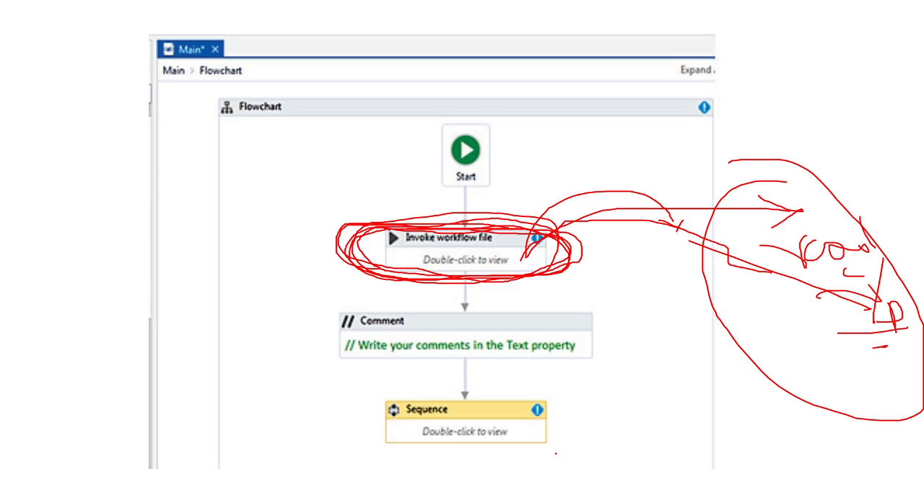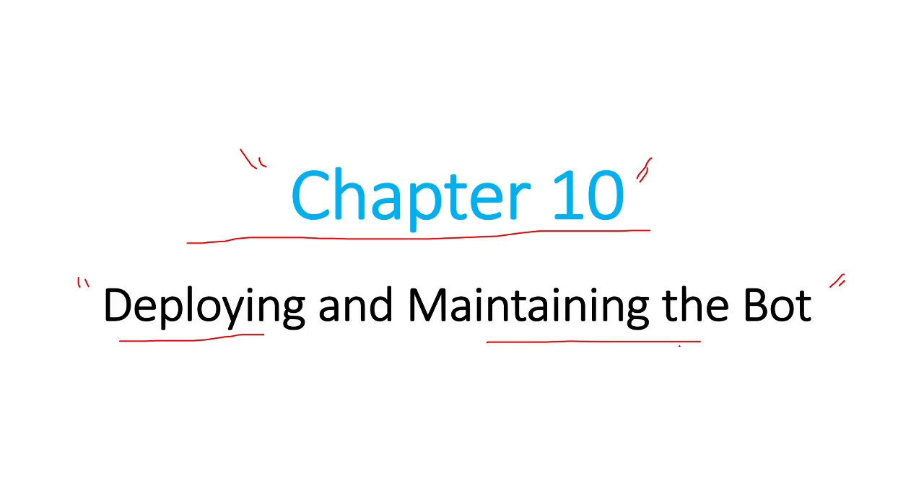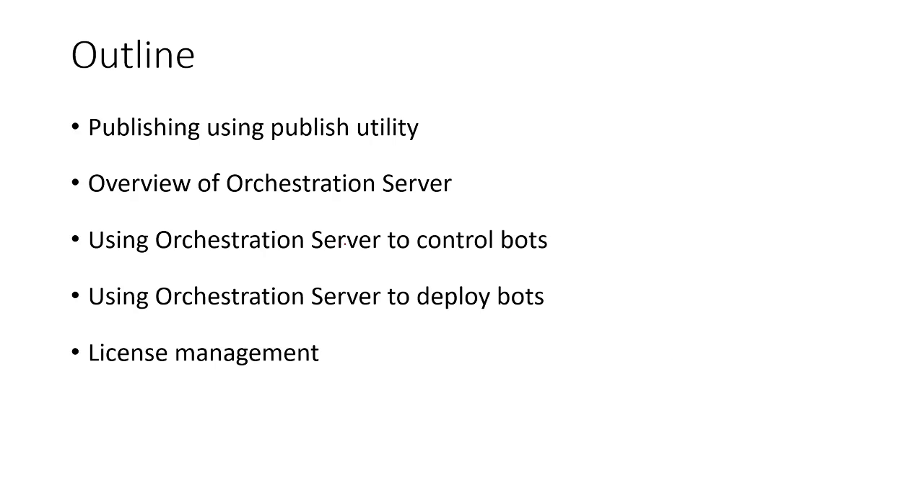Okay, that completes chapter number 9, and we shall go ahead with chapter number 10, which is the last chapter of the course, titled Deploying and Maintaining the Robot or Bot. As the title says, here we will discuss deployment and maintenance of the developed robot. More specifically, in this chapter you will learn how to publish using the publish utility, the tool given in UiPath Studio.